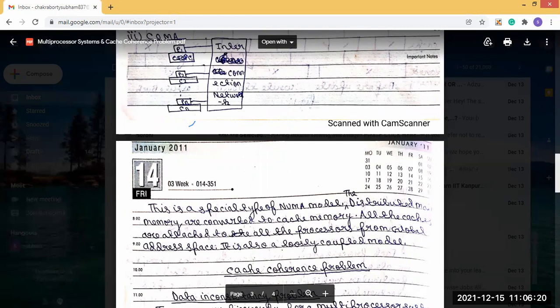So these are the three types. COMA is a special type of NUMA, a special type of non-uniform memory access. The working principle is the same as NUMA, but the only difference is that instead of local memory, we use cache memory. And it is also a loosely coupled model. Okay, clear?